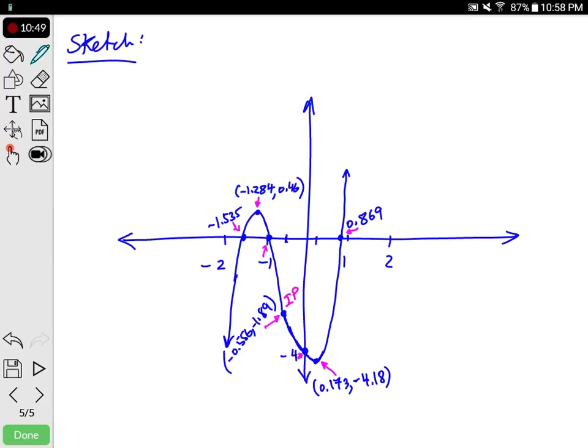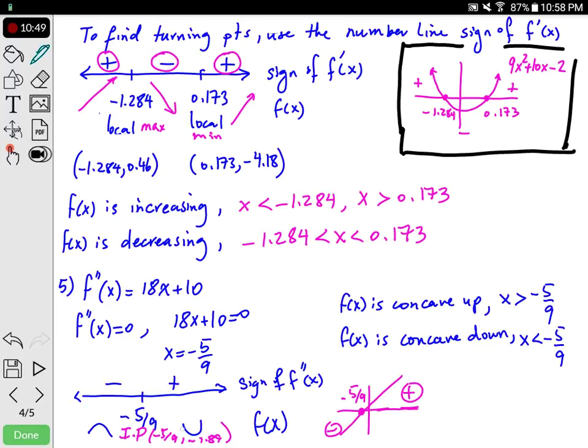Finally, to put the sketch, I would put all the points, the x-intercepts first, the y-intercept. I'd put the turning points. We have a max at negative 1.284, 0.46. We have a min at 0.173, negative 4.18. We know the function is increasing towards the max, decreasing between max and min, increasing after the min. We know the inflection point is at negative 5 over 9 or negative 0.556, negative 1.89 as well. So we know that concavity is down before negative 5 over 9 and up after negative 5 over 9, which we have seen here in the bottom of this page.